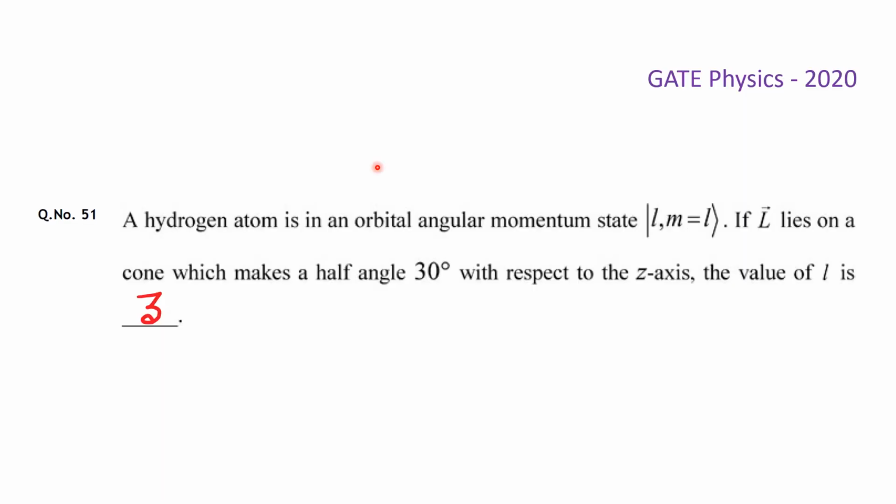So according to our solution, for this state L comma m where m equals L, the value of L is 3, in which the angular momentum vector L lies on a cone which makes a 30 degree angle with respect to the z axis.